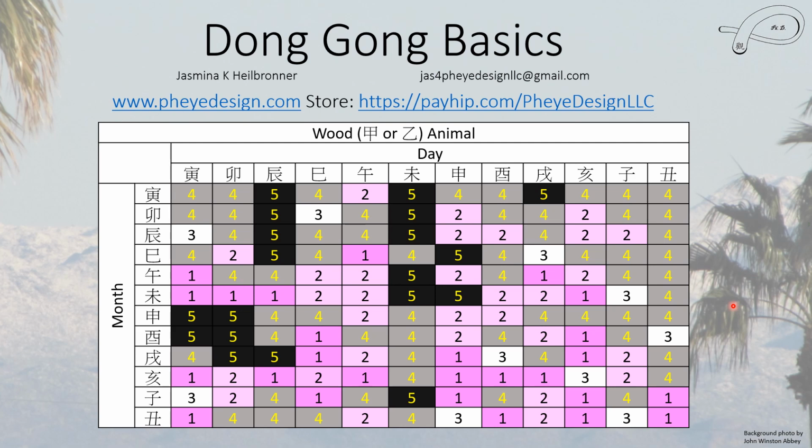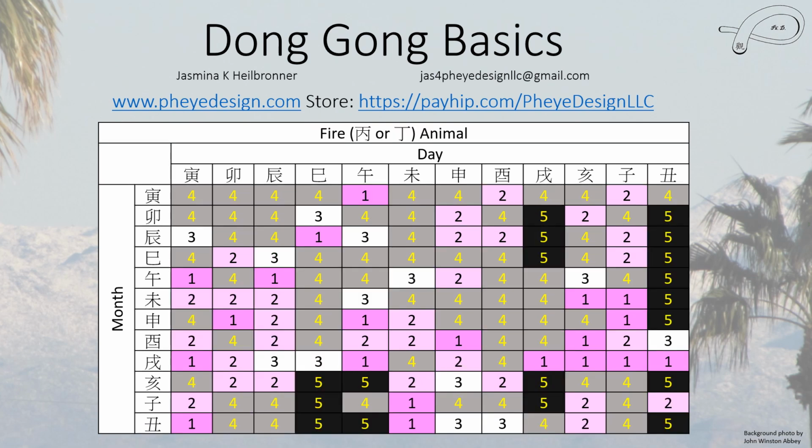Now, this is only for wood animals. So this is the yang wood, this is the yin wood. Tigers are always yang, rabbits are yin, dragons yang, snake yin, horse yang, goat yin, and so forth. So it's always yang yin for all of these animal signs when they're in order.